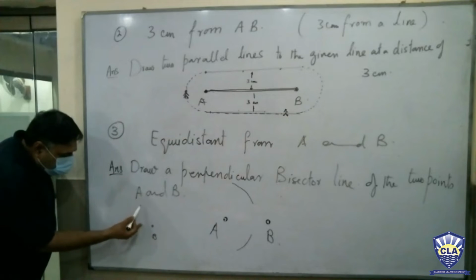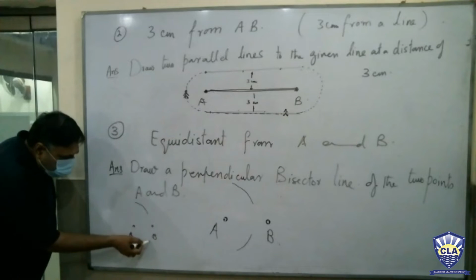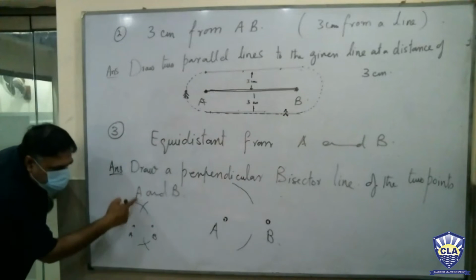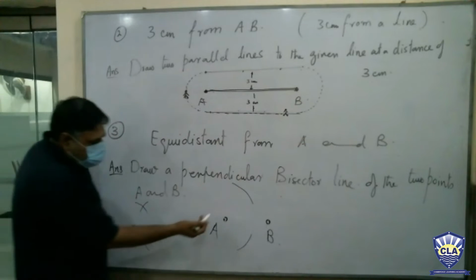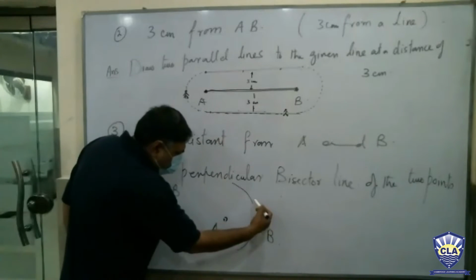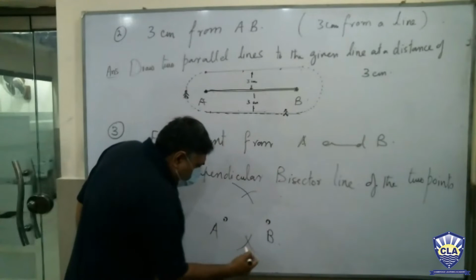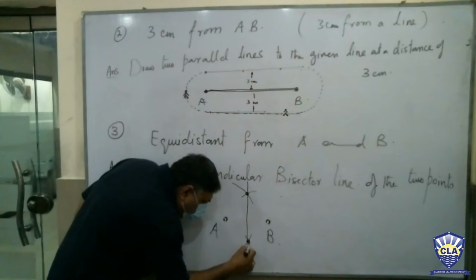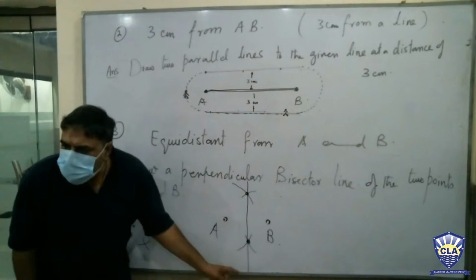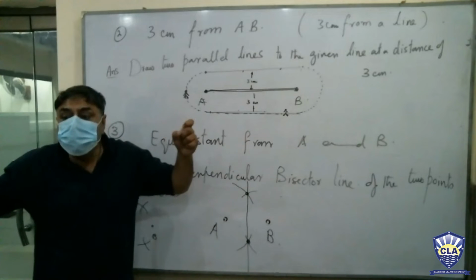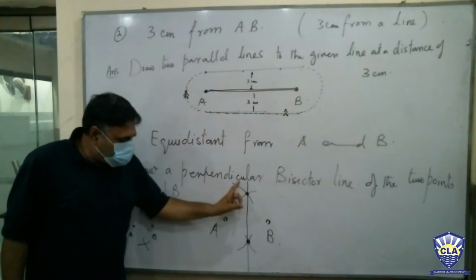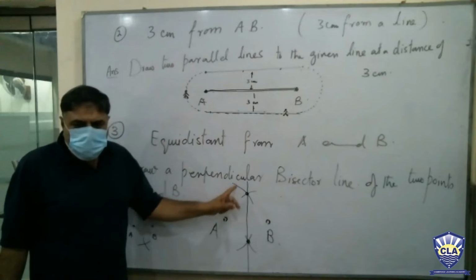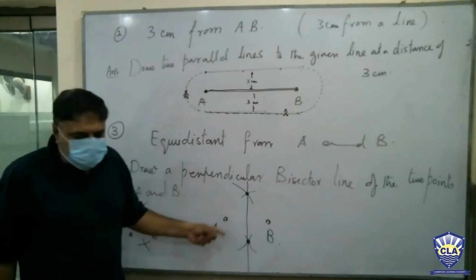Open the compass more than half, arc over here and below. From point B, arc; these two arcs will intersect. From A, below, from B, these are the two points of intersection. Join these two points with a line and produce it up to some extent, 4 or 5 centimeters. So the bisector.